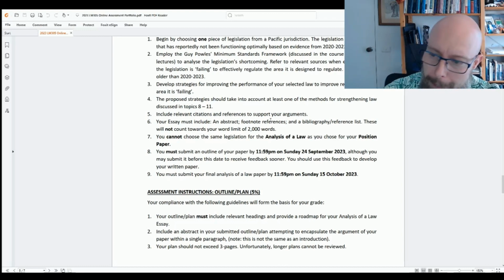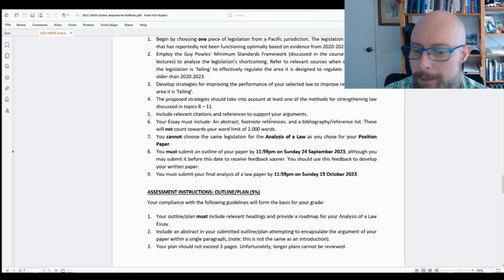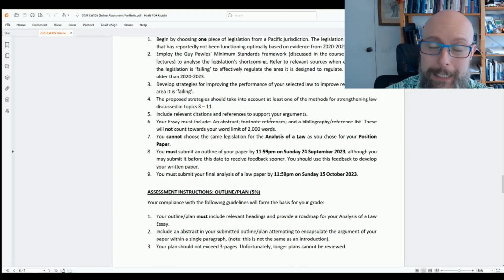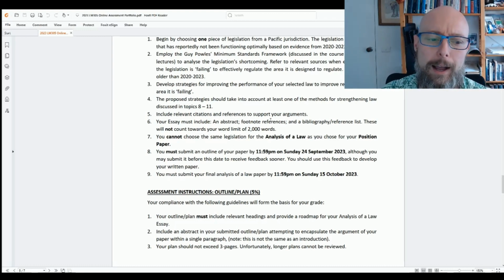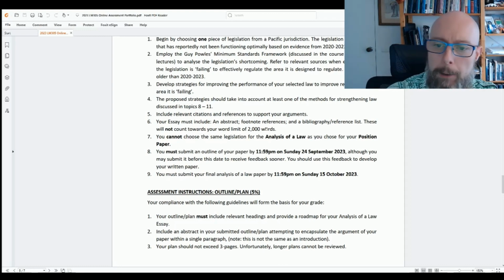So I don't want to harp on about that too much, but I'm terrified from the plans and from the position papers I've read about how poorly the group generally references anything or justifies and supports arguments with evidence. It's a very concerning trend for law students, future lawyers. And of course, you must have a bibliography. Now, those aren't part of your word count, right? So do a good abstract. Make sure you got good references. Make sure you got a bibliography.